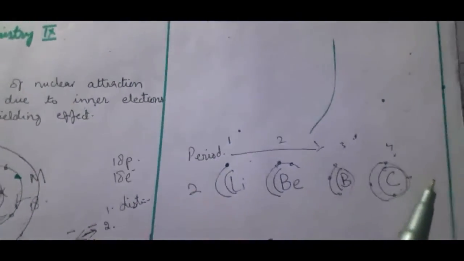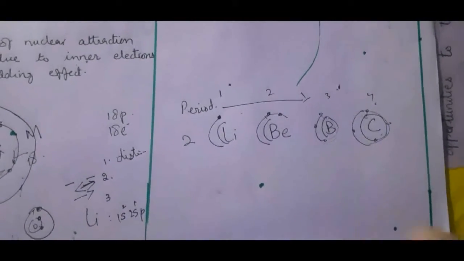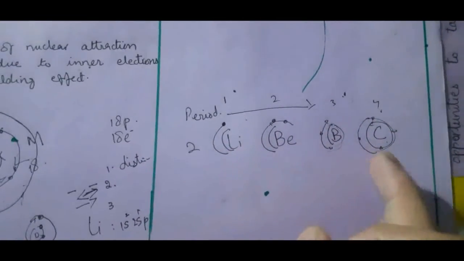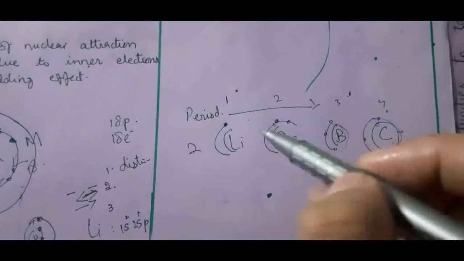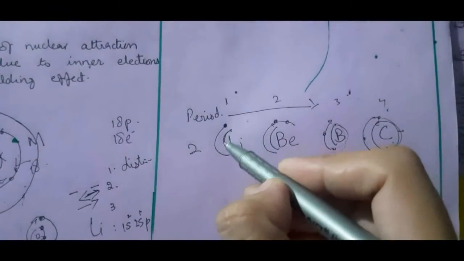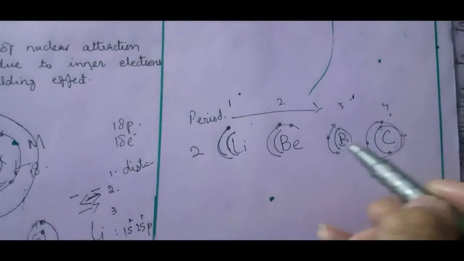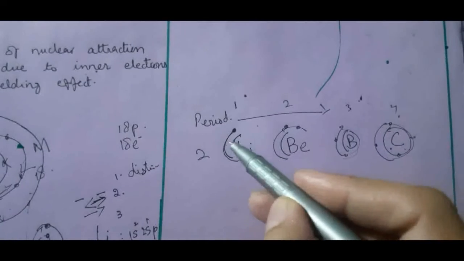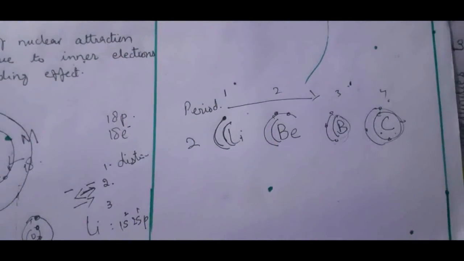But what happens to the shielding effect in the period? In a period, the shielding effect remains constant. This means the shielding effect does not change at all. Why doesn't the shielding effect change? Because the quantity of inner shells remains the same, which do not reduce the nuclear attractive force over the valence shell electrons, right?